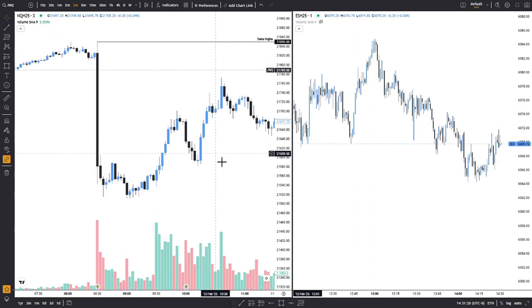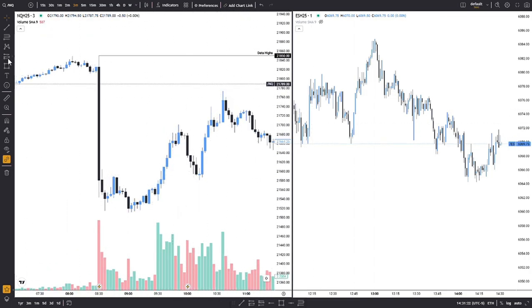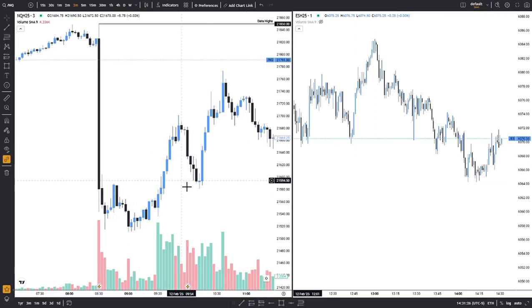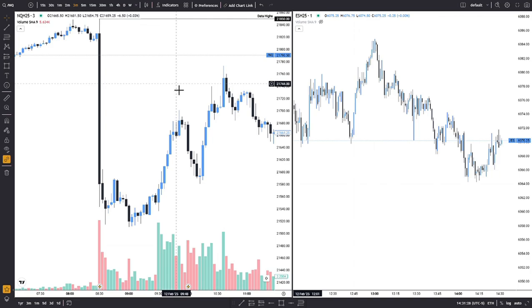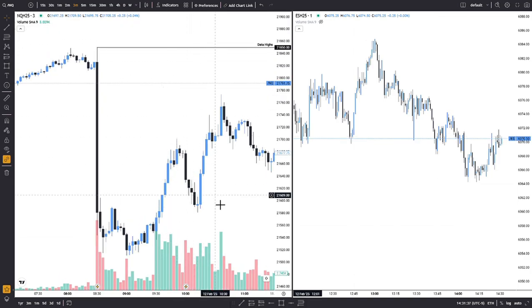So right here we go up, and as we start to go up, we see that we just go straight up, which means that this is low resistance liquidity to the upside, which means that we're probably going to run these data highs. And now we can look for a setup that probably goes to the data highs.